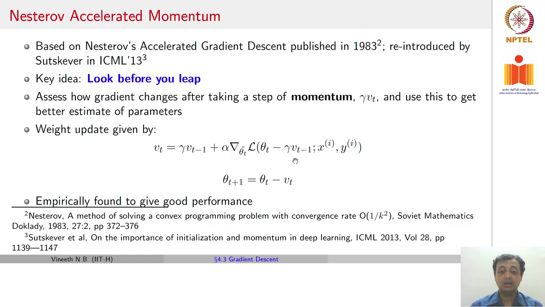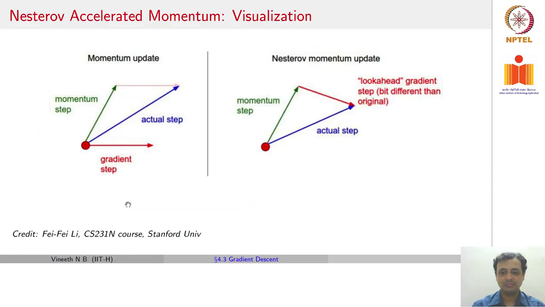This means that we take theta t, which is the current parameters. Vt minus 1 was my previous parameter update. I'll have one more update of that with gamma, with my momentum parameter, go to that step, compute my loss on that weight configuration, and then use that gradient to make my move in this step. This idea is empirically found to give good performance.